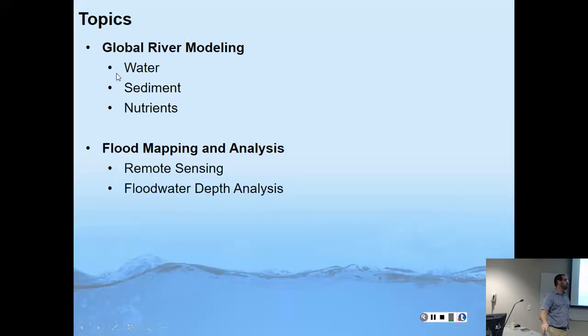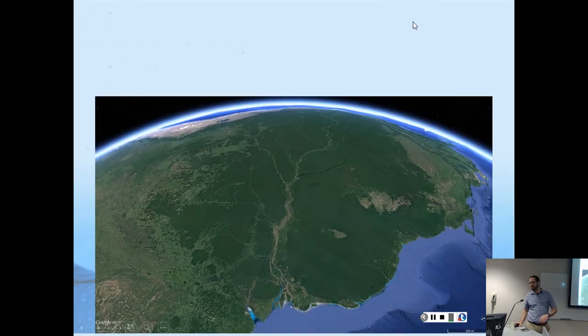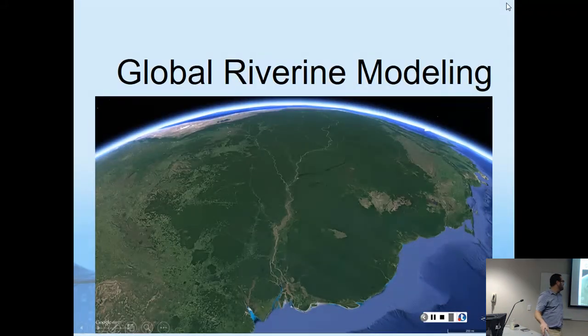So I'm going to talk about two main topics that are the main research emphasis that we have in the lab. The global river modeling that we've been doing for quite a few years now, and then flood mapping and analysis, which is a newer research topic that we've been working on, to some extent related to the National Water Center work or emphasis and so on, but I'll talk about both of these. I'm going to start with the global river modeling.